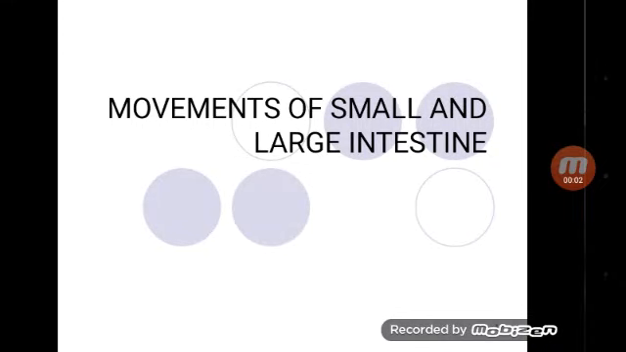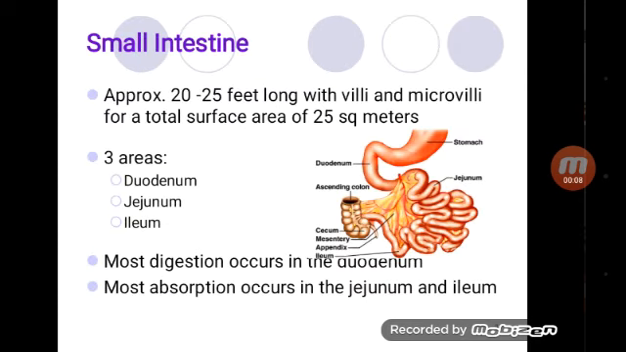Good morning, students. Today we are going to learn about movements of small and large intestine. Small intestine is 20 to 25 feet long with villi and microvilli for a total surface area of 25 square meters. It consists of three parts: duodenum, jejunum and ileum. The digestion takes place in the duodenum, whereas absorption takes place in the jejunum and ileum.